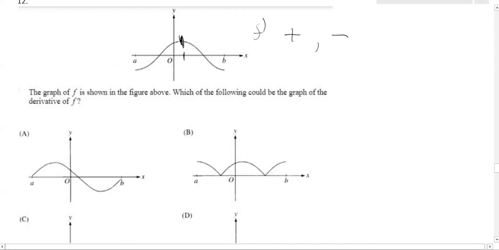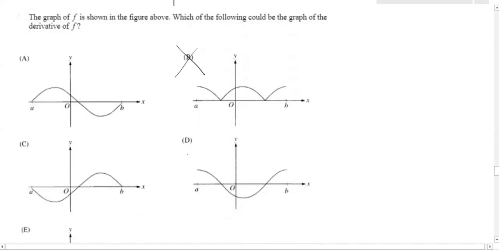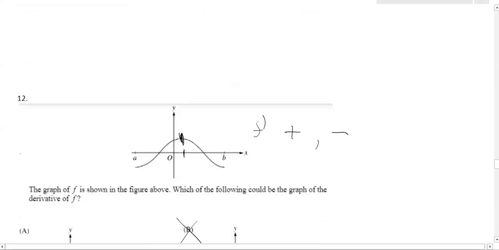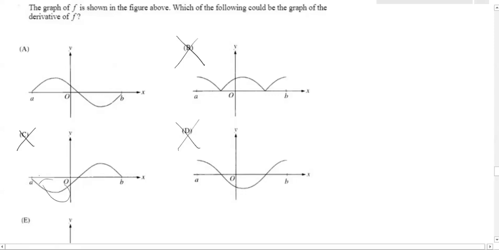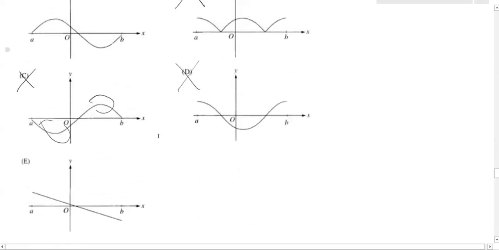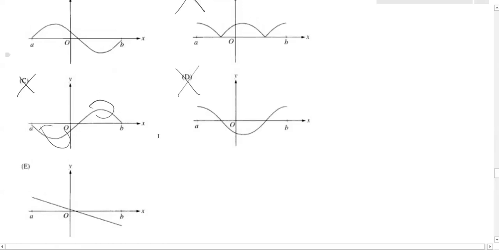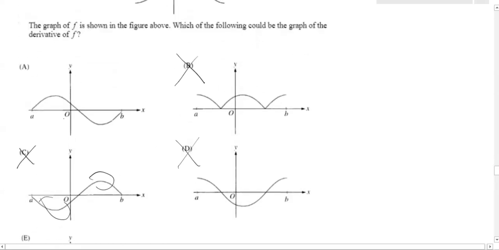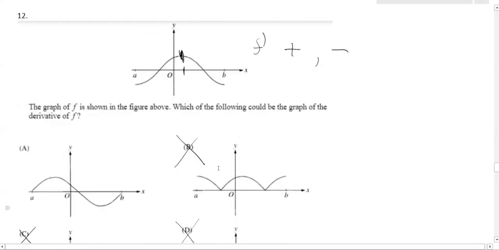So B is not going to be the answer because it never changes sign. D is not going to be the answer because it changes sign 2 times. C is not the answer because it changes from negative values to positive values. Okay, and then E does go positive, negative, and A also goes positive, negative. So how do we determine which one to go with?